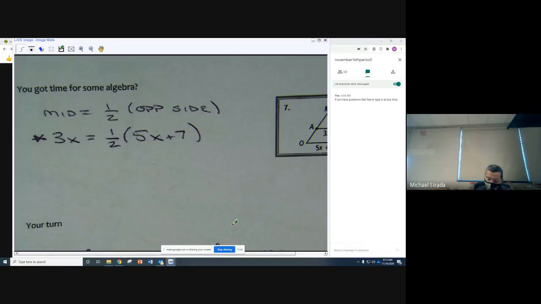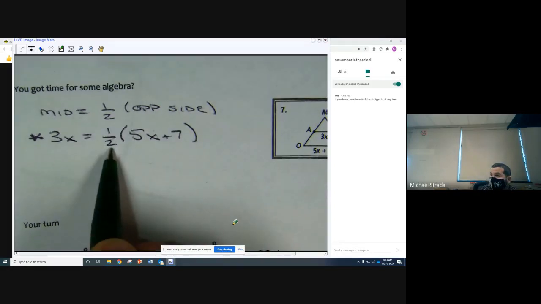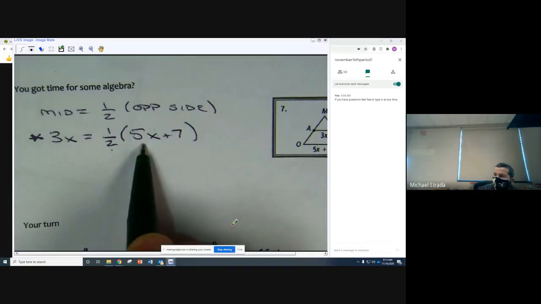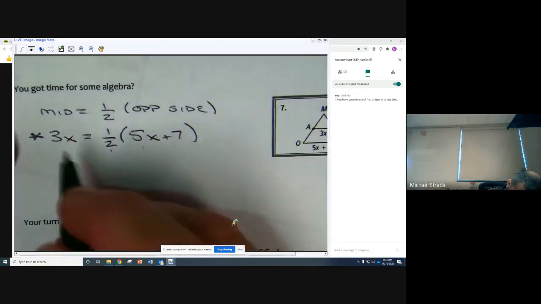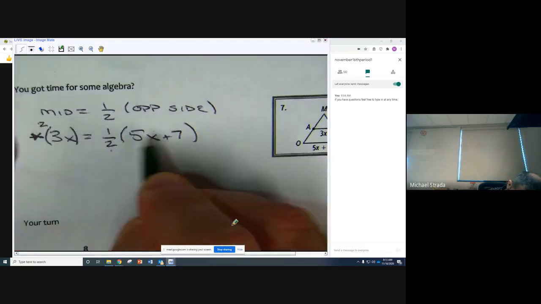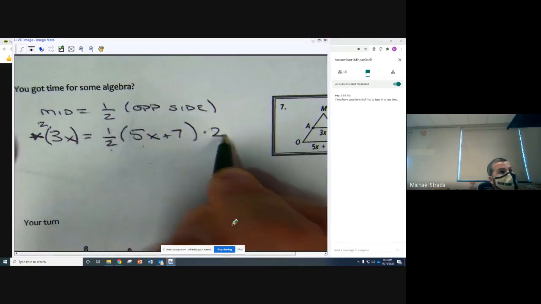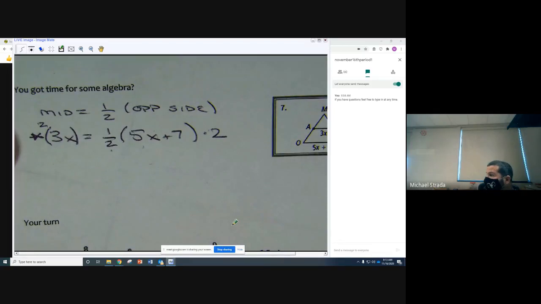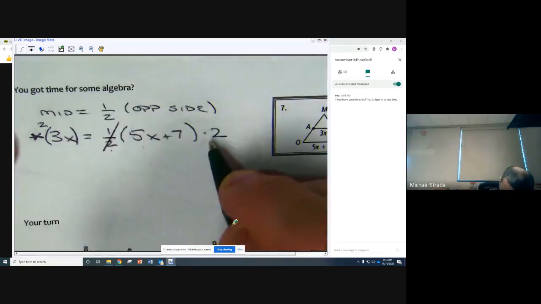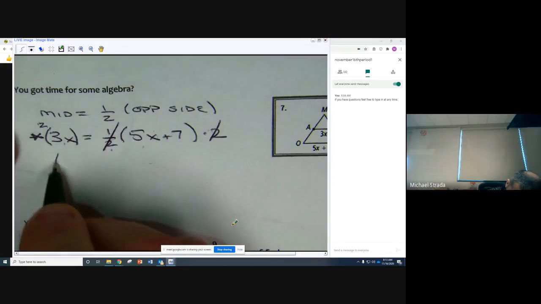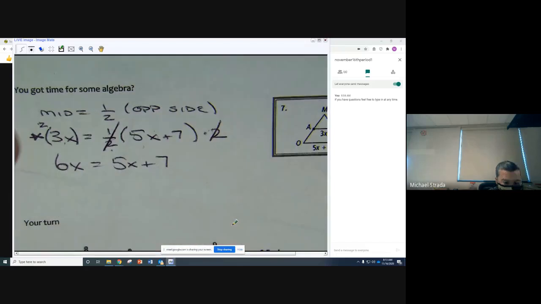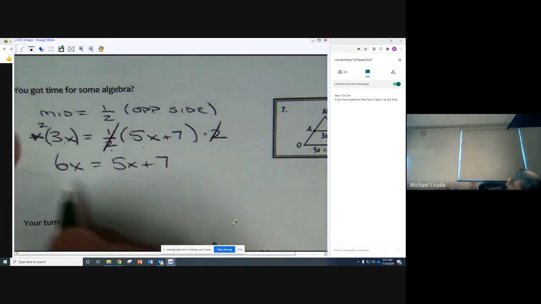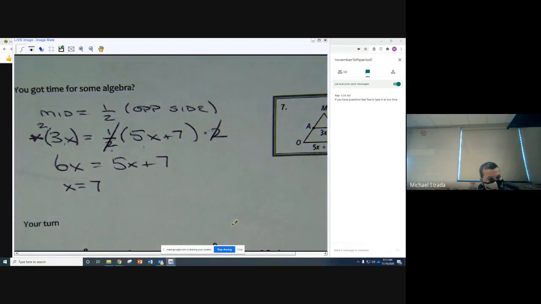Now you have choices. Number one, if you don't mind decimals, you can distribute the 1/2 through. And then that would become 2.5x plus 3.5. If you don't want fractions, you can multiply both sides by 2. Because what will the 2 and the 1/2 do to each other? Cancel out. 2 times 3x is 6x. 5x plus 7. Subtract 5x from both sides, and you end up with x equals 7.